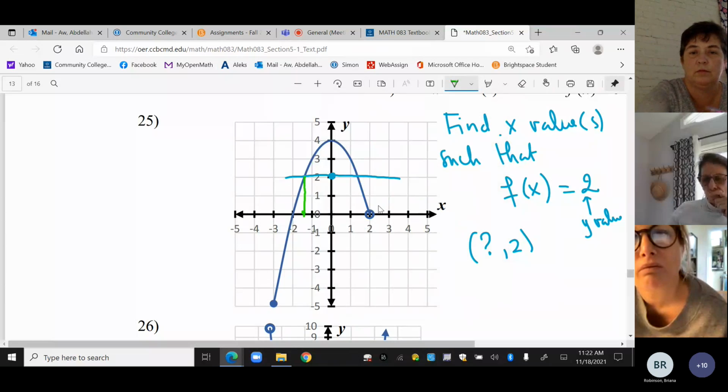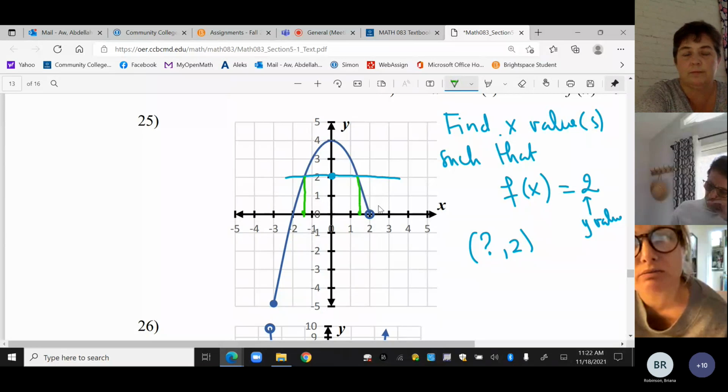About negative 1.5. What is the second one? About 1.5. 1.5, right? You see, the two x's are negative 1.5 and also 1.5.